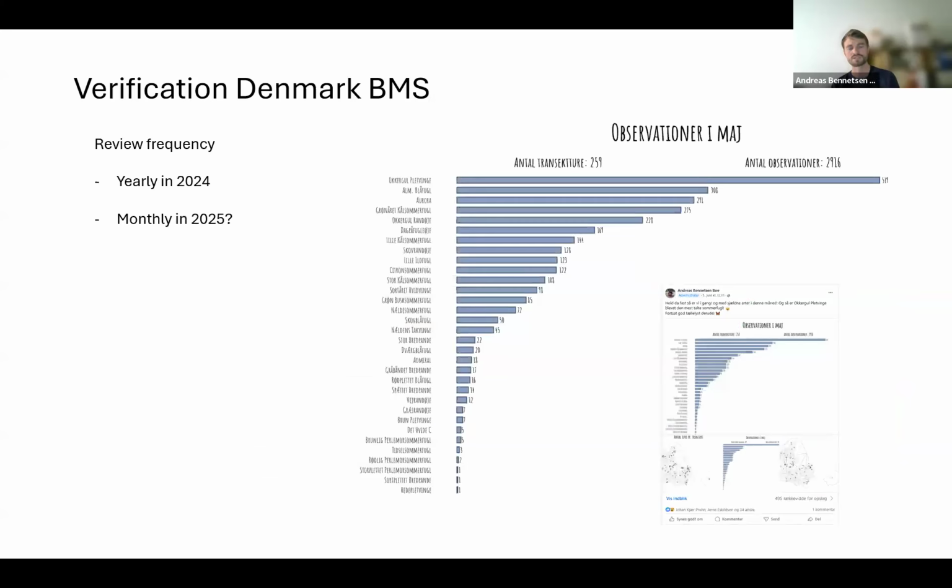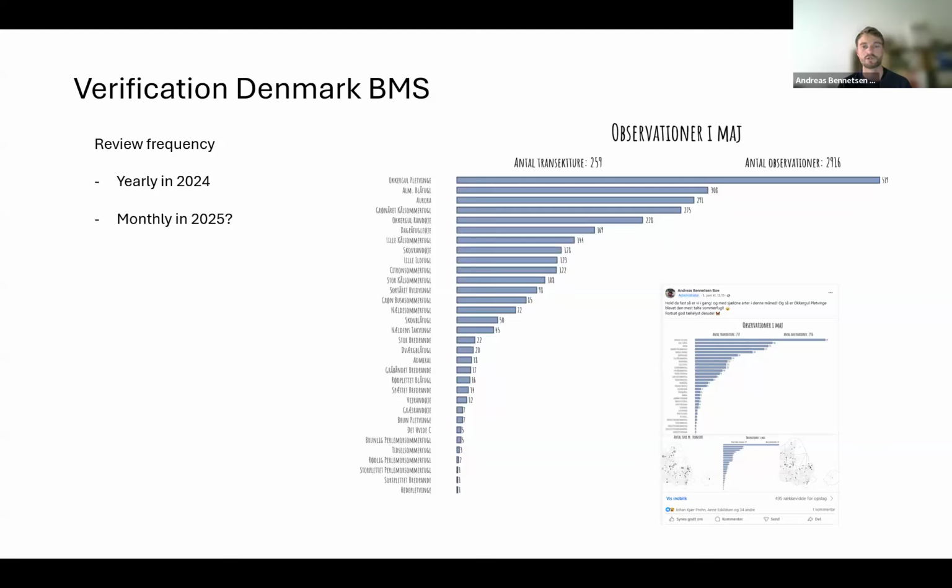As I said, we started last autumn, and so we actually did a yearly verification for all 2024 data and the 2023 data that was also in there. But we've been switching to a monthly verification because the figures that you see on the right are the ones that we share with the volunteers on a monthly basis in our Facebook group to give them an update on how they are doing in the project and try to motivate them.